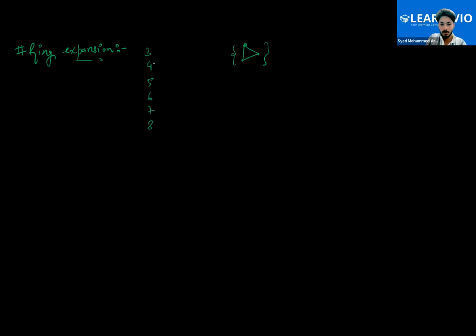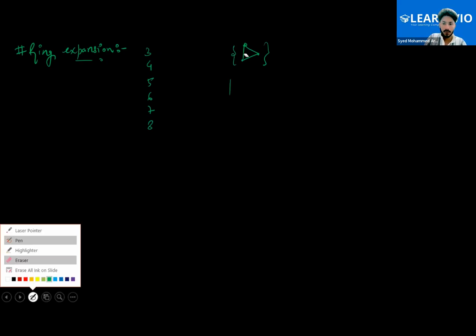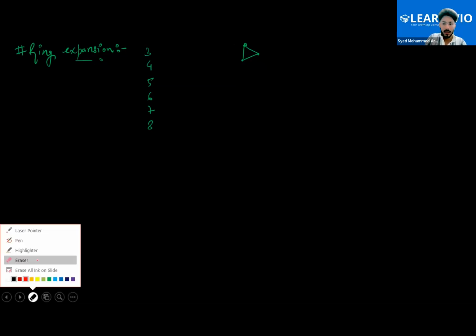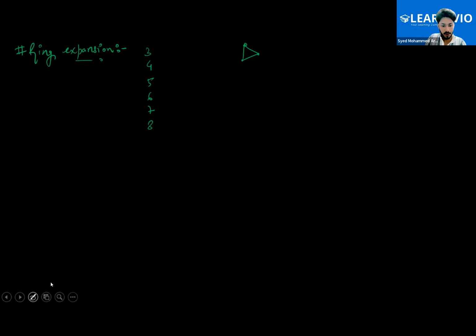Okay. So what we'll do? If I'm having the ring like this, I'm having 4 carbons which are attached like this.